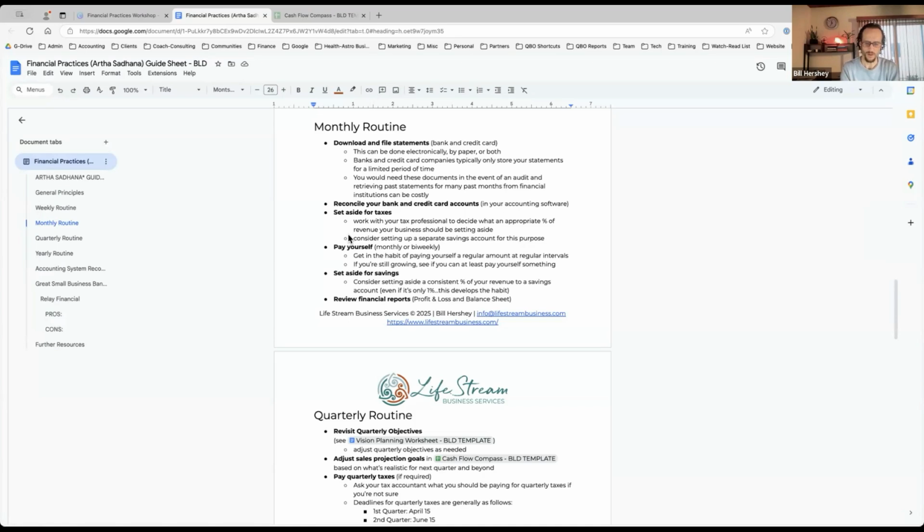With that, one of the processes that we should be doing as businesses on a monthly basis is reconciling our bank and credit card accounts. This is something you would do inside your accounting software. If you're not using accounting software, if you're just doing pen and paper, or using a spreadsheet, this is probably not a process that you would do. There may be another way of checking. Essentially it's like balancing a checkbook, making sure that your bank balance lines up with what you have in your spreadsheets.